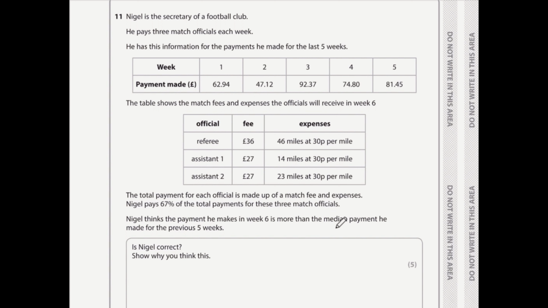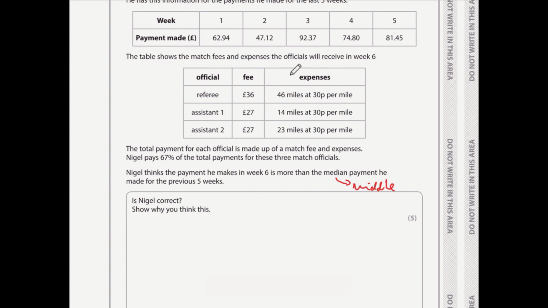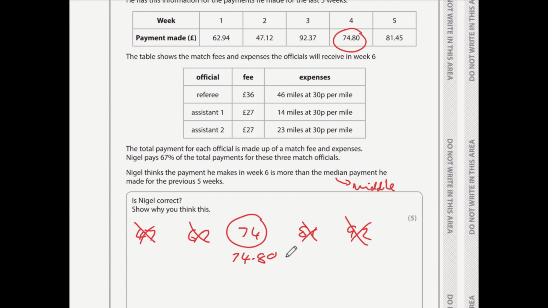So the median, remember, is the middle value, but it's only the middle value when they are put in order. So we need to order this data here. I'm just going to make a bit of a shortcut by not writing out the number in full. So the lowest is a 47, the next is a 62, then it's the 74, then 81, then 92. So the middle one, chop off one on the right and the left, do it again, and it's the 74 one. So now let's get it correctly as 74.80. So that is the median value.